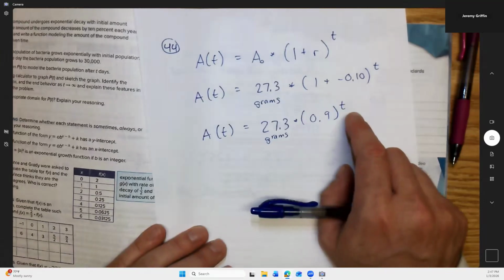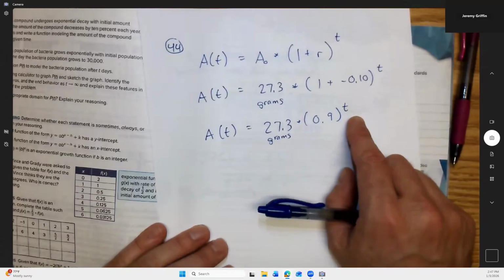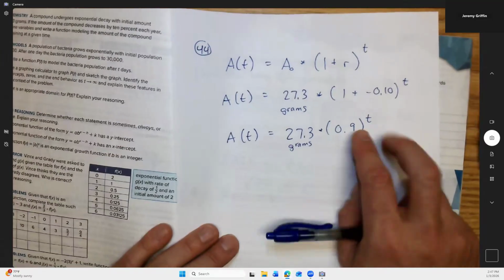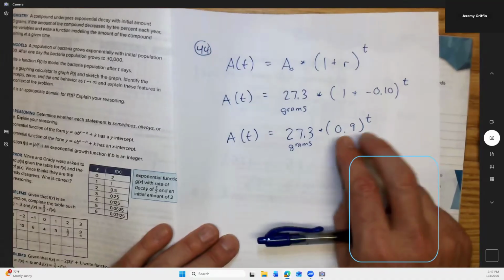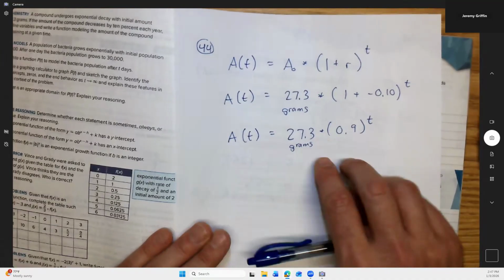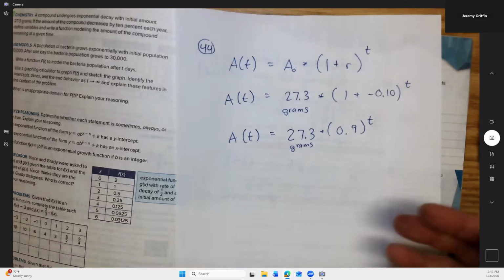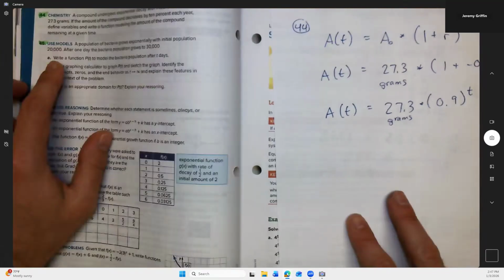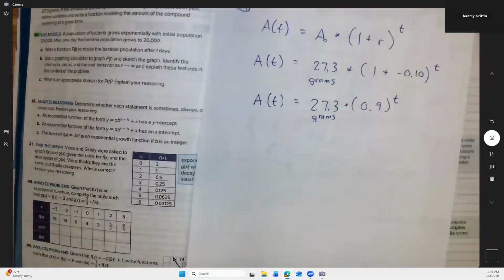If you allow 1 unit of time to go by, it looks like every year. So you allow 1 year to go by. Well, now you only have 0.9. That's 90%. So now you only have 90% of what you started with. See how you lost 10%? Okay.